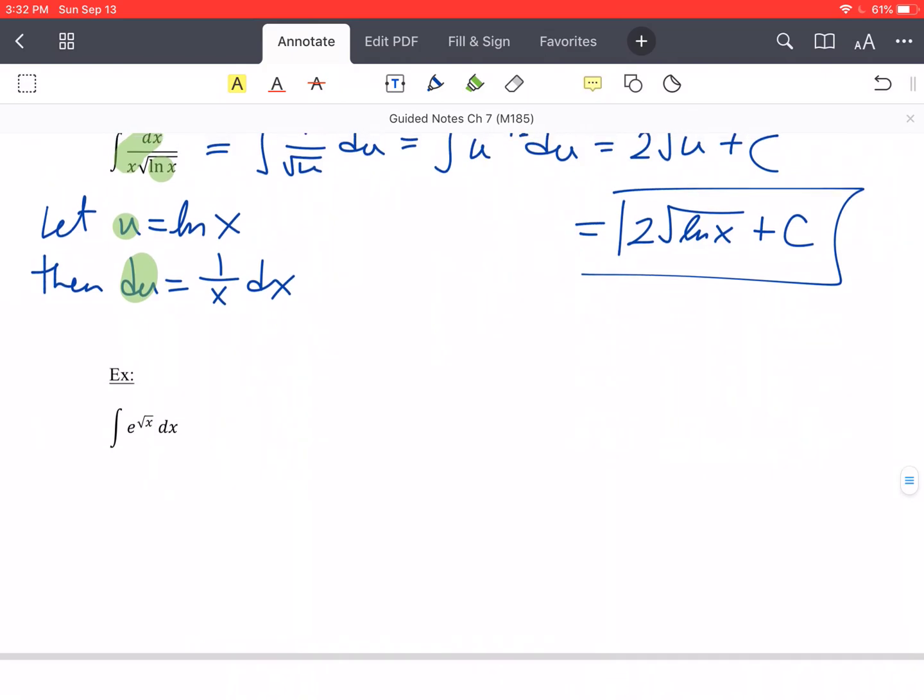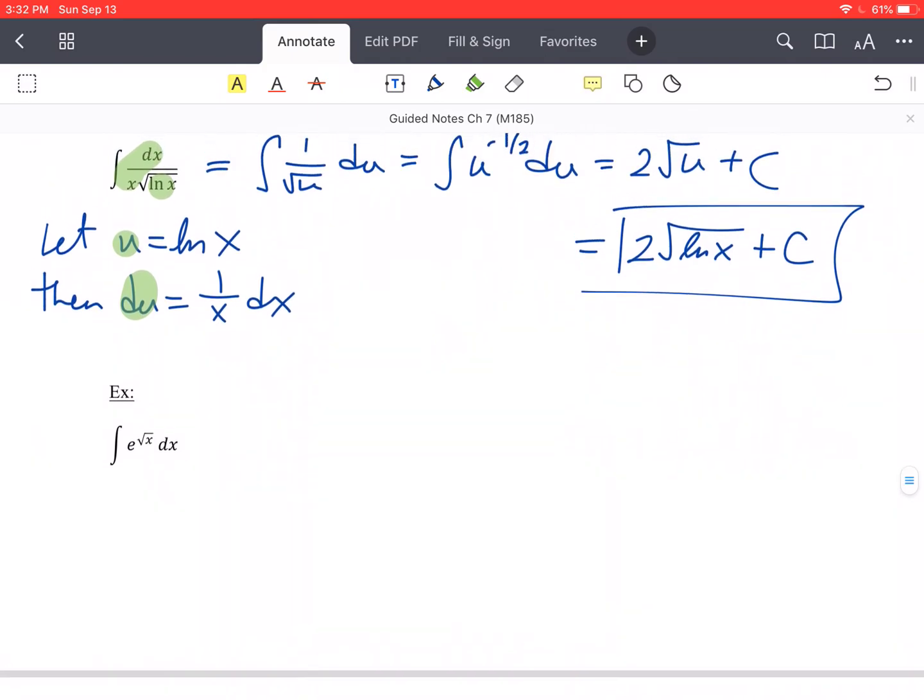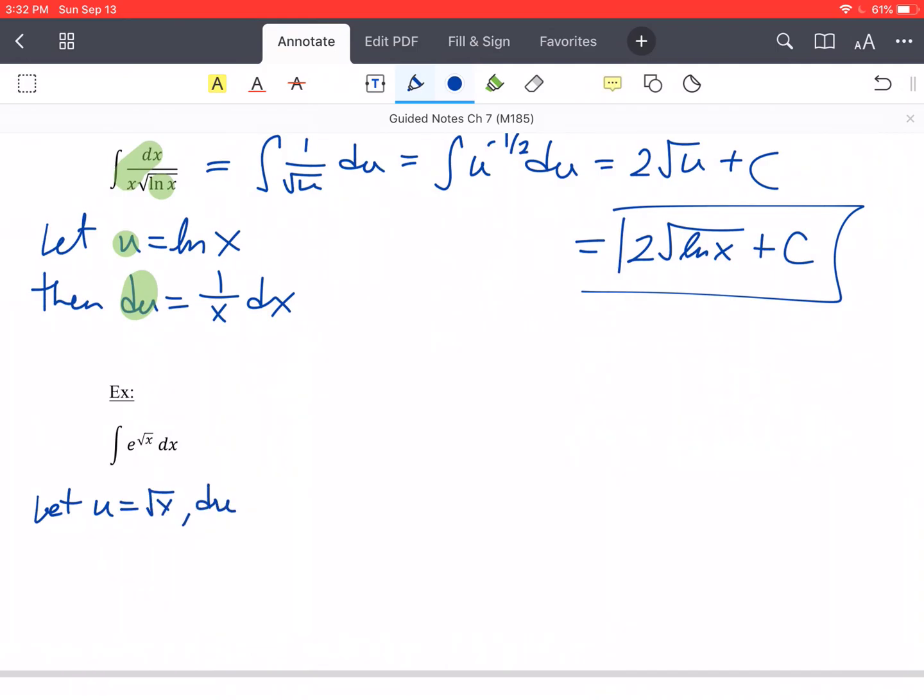Okay, and then let's look at this example down here. We have the integral of e to the square root of x dx. So let's try our strategy again, where we utilize a u substitution. See if we can do something about this. So we're going to let u equal the square root of x. Then du is 1 over 2 root x dx.